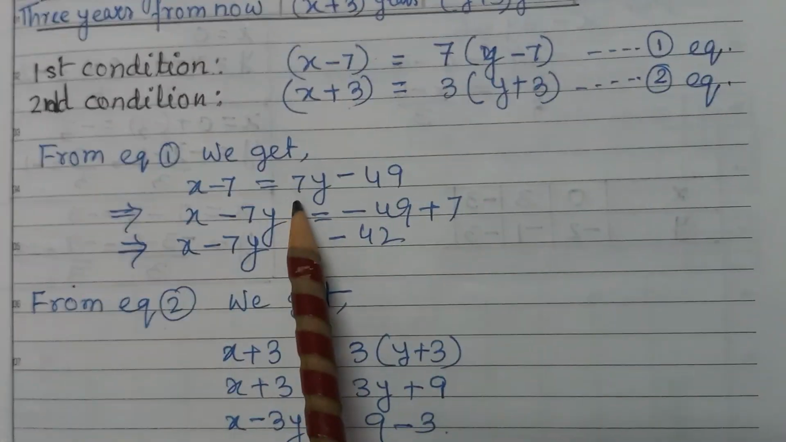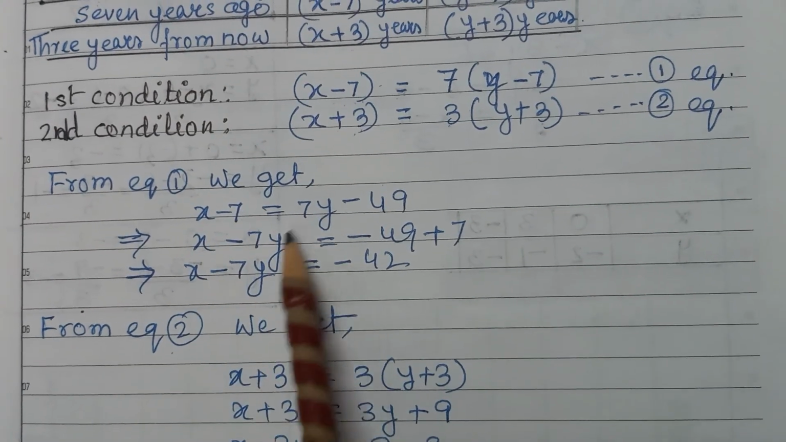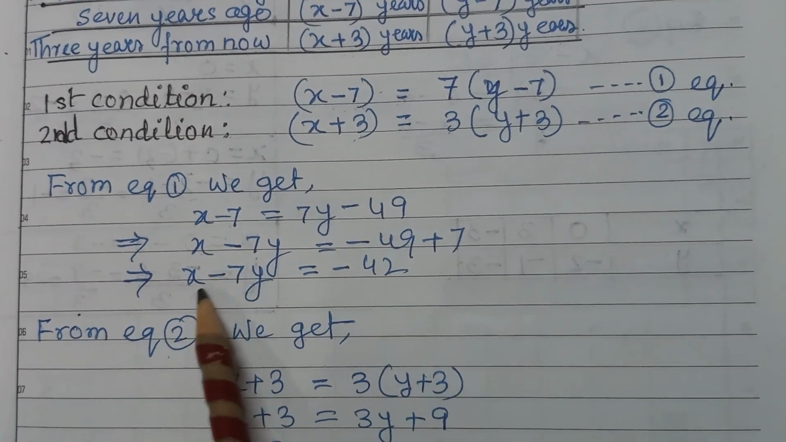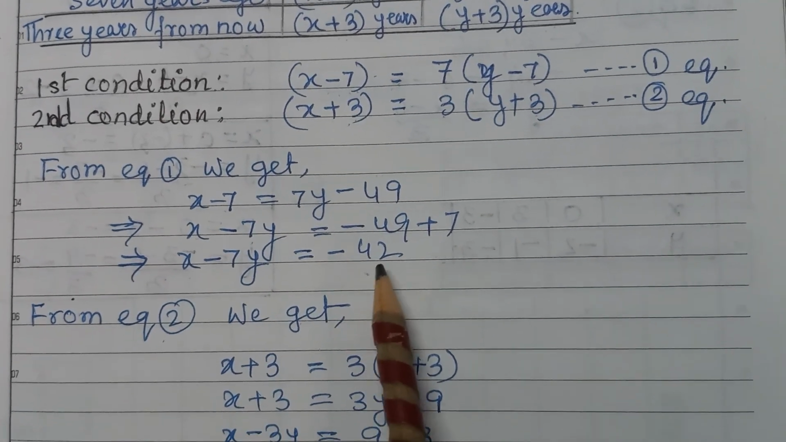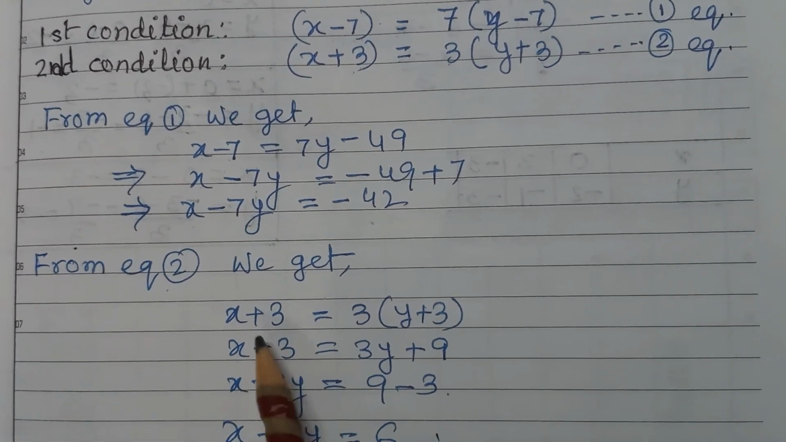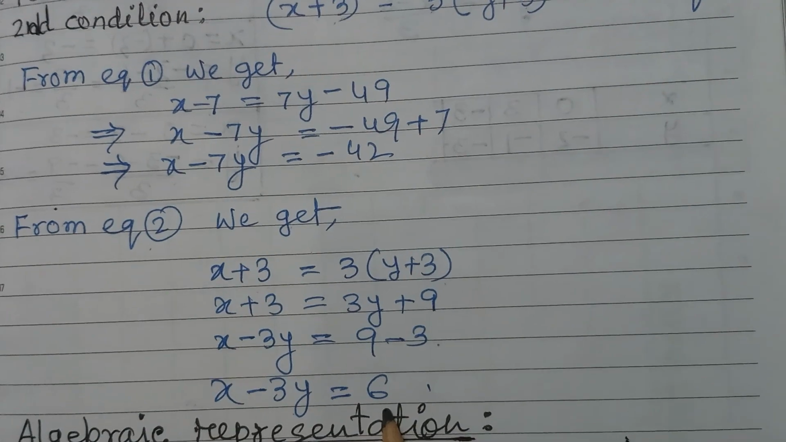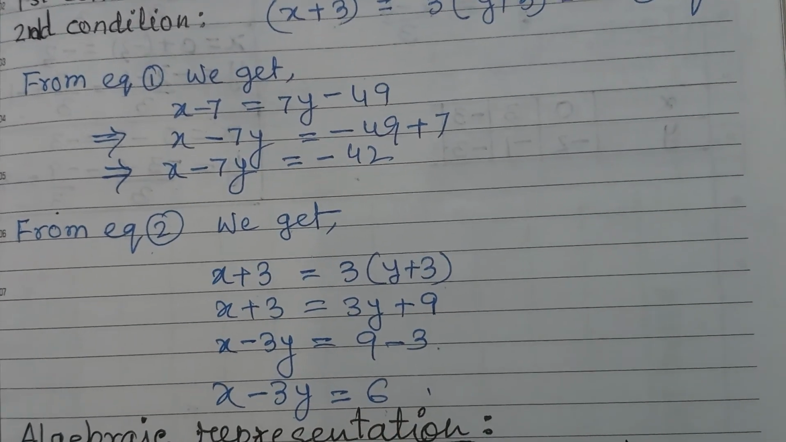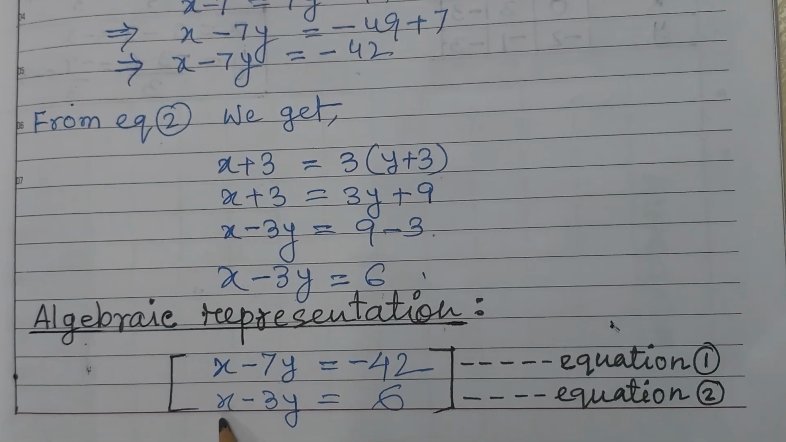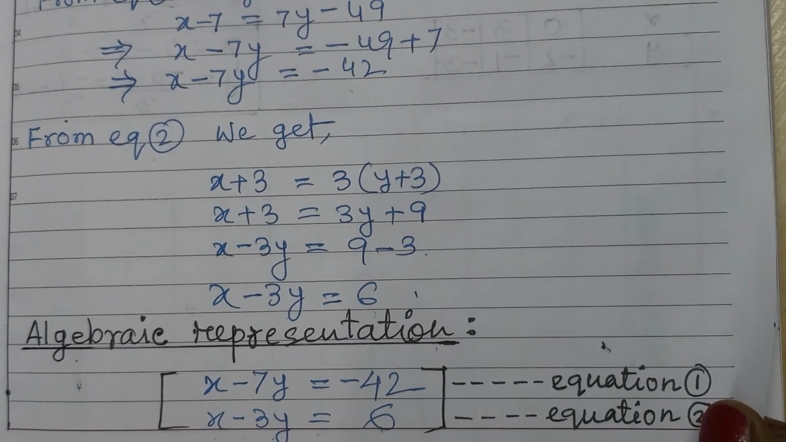x minus 7 is equal to 7y minus 49. x minus 7y is equal to, now the number will go to that side, minus 49 with plus 7. So x minus 7y is equal to minus 42. It is equation 1. Second one is x plus 3 is equal to 3 into this. Now solve it. x minus 3y is equal to 6. It is the second equation. So the algebraic representation is x minus 7y is equal to minus 42 and x minus 3y is equal to 6. These two equations are the algebraic representation.